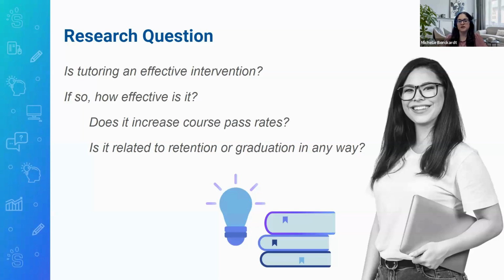So for us, we're defining that as the percentage of students who passed the class with a grade of C or higher, as opposed to students who failed the class or withdrew from the class. So that's course completion or course pass rates. That was one outcome we wanted to see. Ideally, tutoring should be improving the student's ability to pass the class.